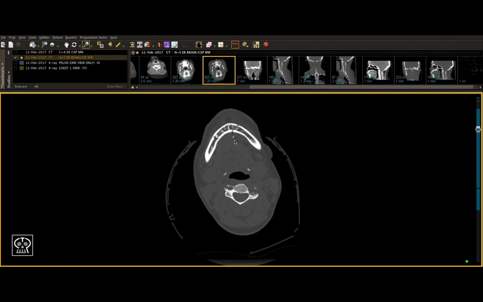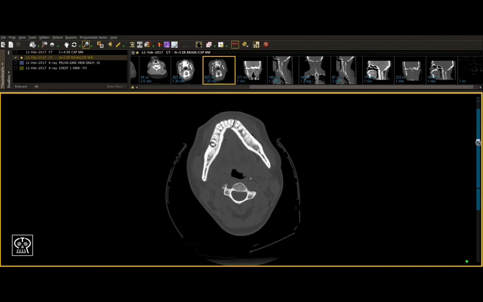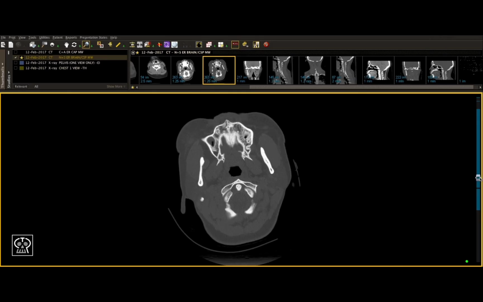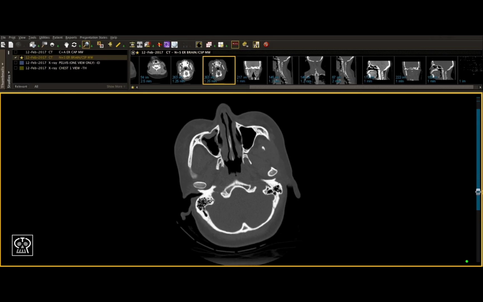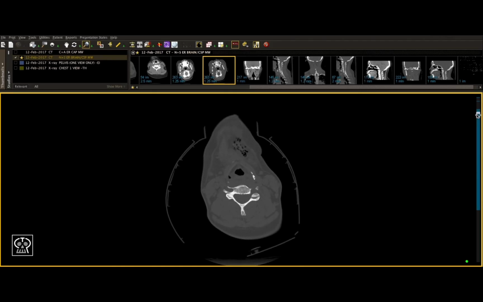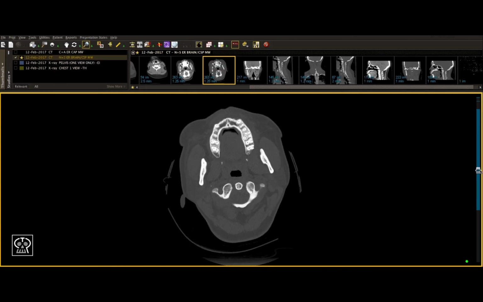Although we have identified a left parasymphyseal fracture, it's important to remember that our interpretation is not done. We still have to remember to scroll through the rest of the mandible, as we did in the previous video, on both sides, making sure there are no other fractures. In this example, it is an isolated left parasymphyseal fracture, and there are no other fractures to be visualized.